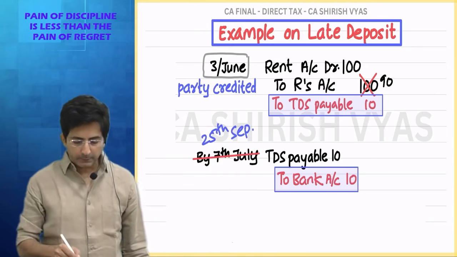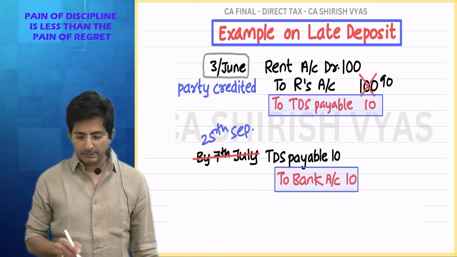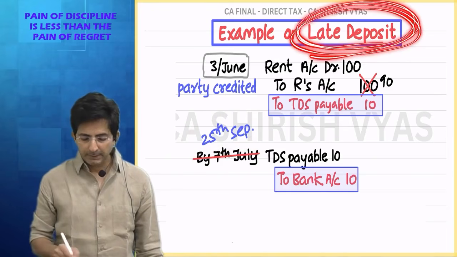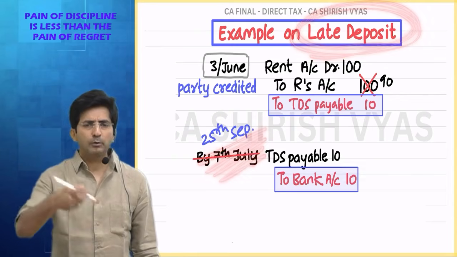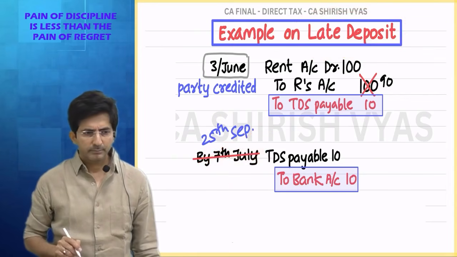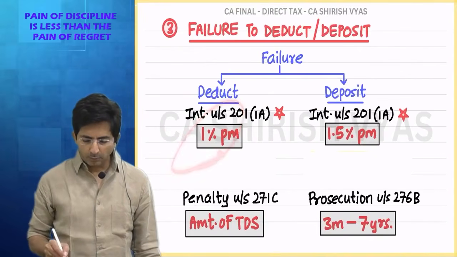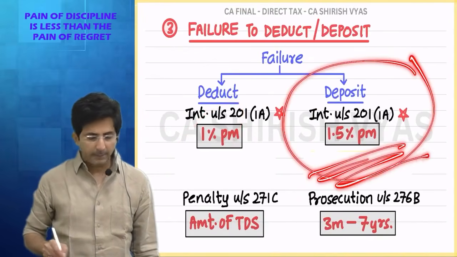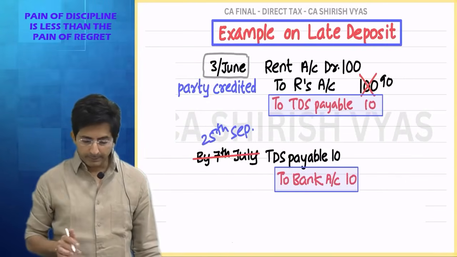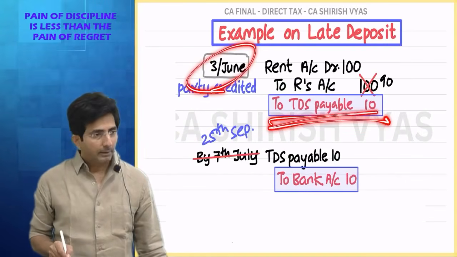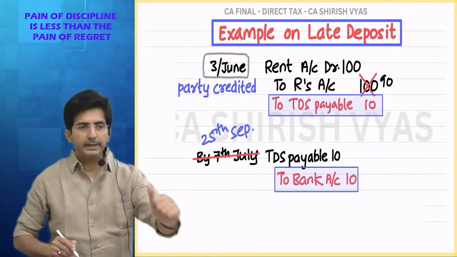See, when did I deposit? 25th September. This is called late deposit. To calculate the interest, tell me, will interest be at the rate of 1% or 1.5%? 1.5%. Because there is a fault in depositing. Deduction was done on time. Liability was perfectly created on 3rd June.